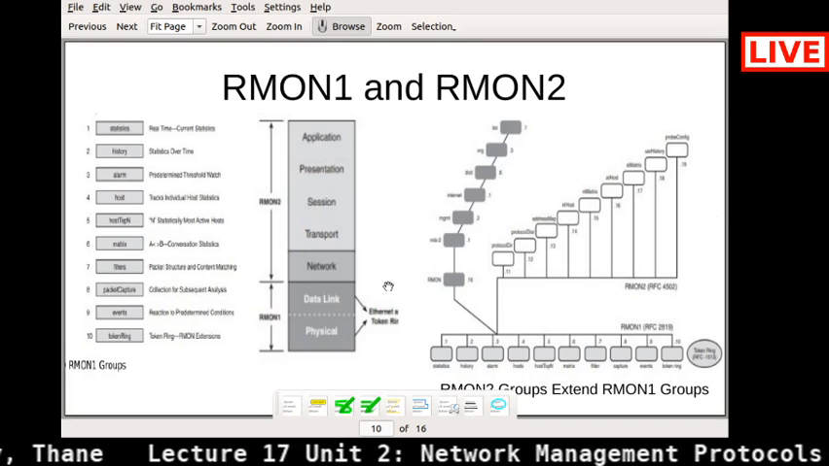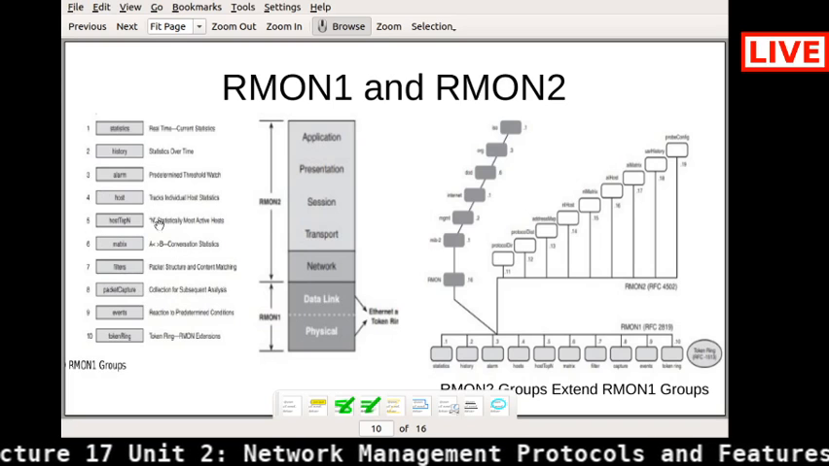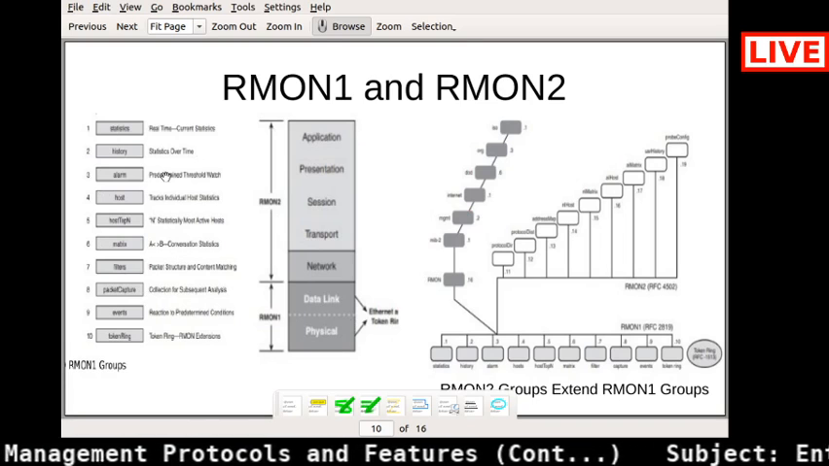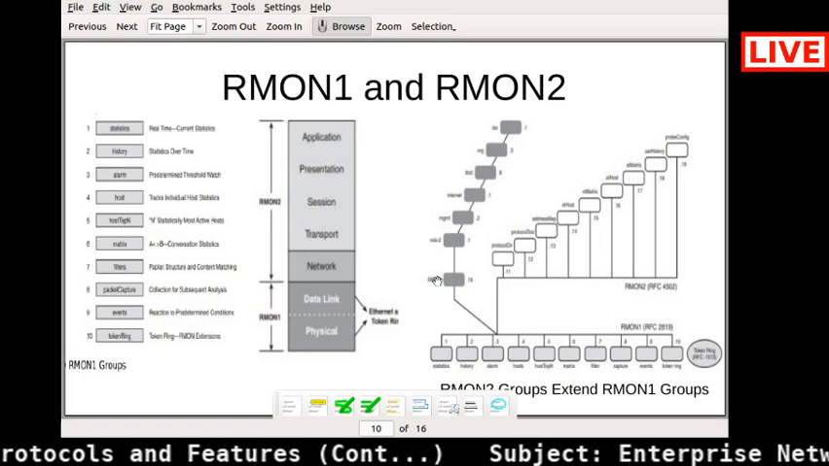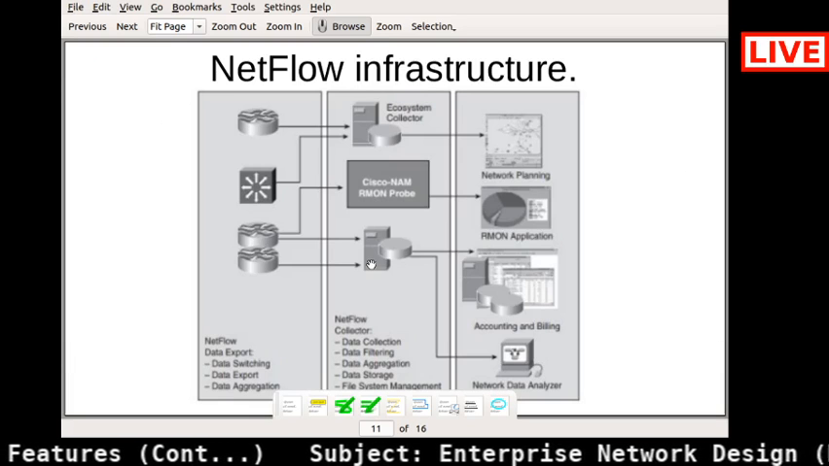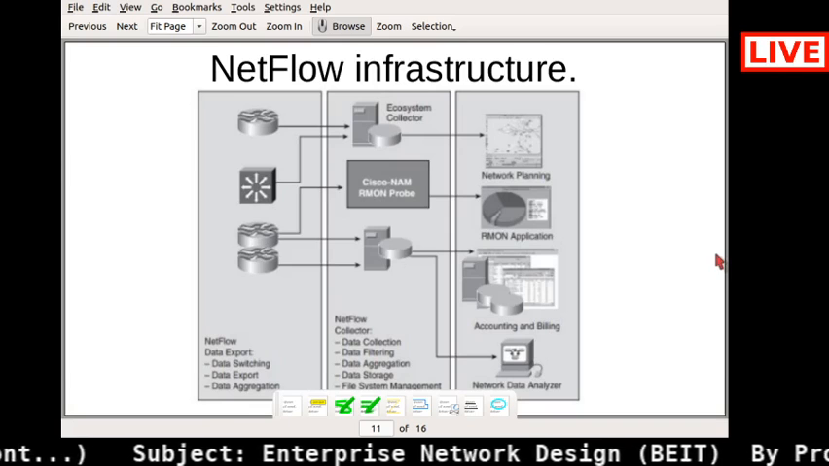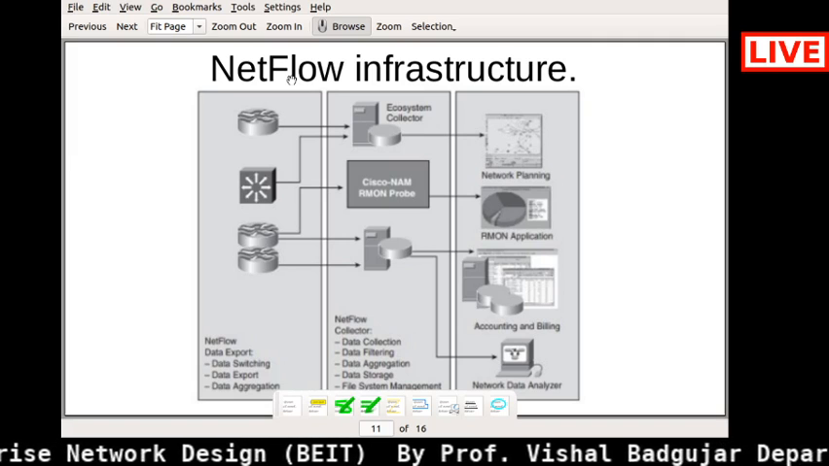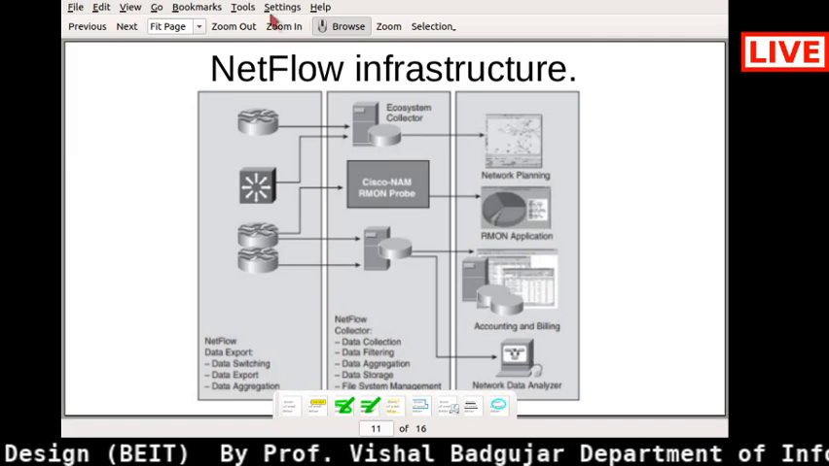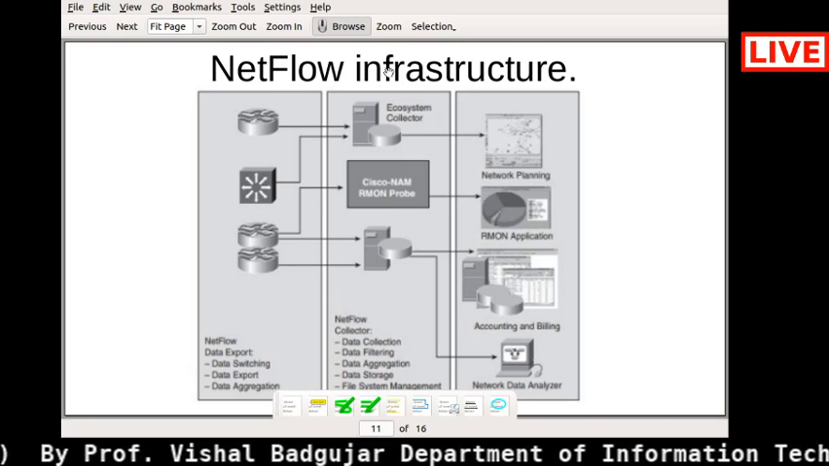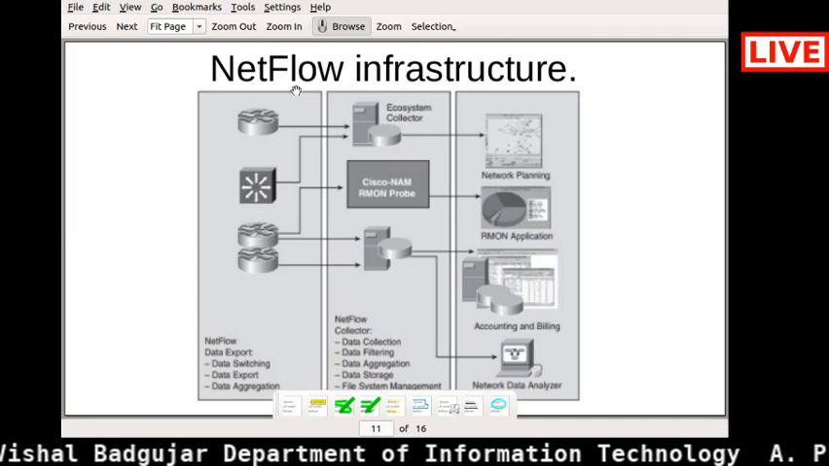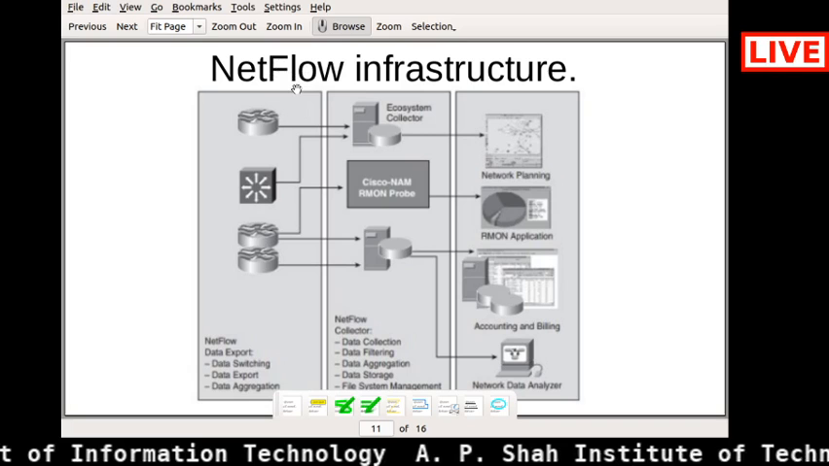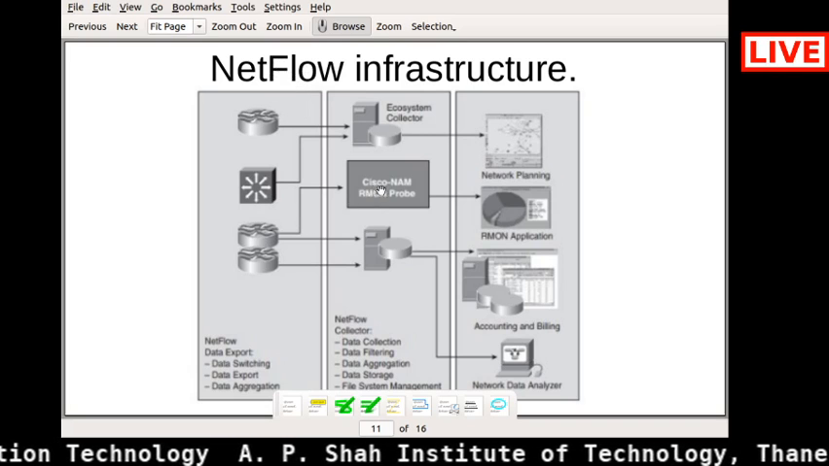So whatever groups are there in RMON 1 will be extended to your RMON 2, right? And we have seen the purpose of each and every group, right? So this is all about your RMON 2, right? Then we will see NetFlow, right? What do you mean by NetFlow? If you see this particular diagram also, this NetFlow we use to detect, collect, or measure the flows which pass through any Cisco devices, right?